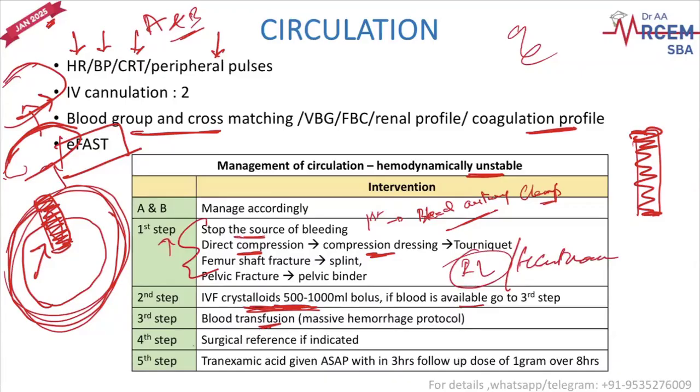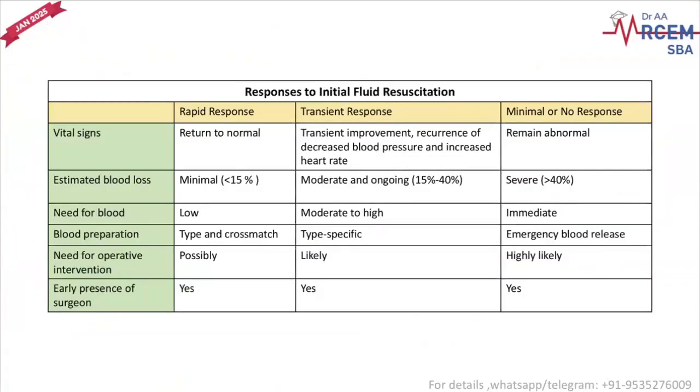Involve the surgeons or the vascular surgeons, depending on what kind of blood loss it is and where the blood loss is. The fifth step is to give tranexamic acid if they present within 3 hours of the injury. After 3 hours, it is not recommended because it is kind of useless after 3 hours. Within 3 hours of the injury, you can give tranexamic acid as soon as possible, a 1 gram bolus, followed by an infusion of 1 gram over 8 hours.